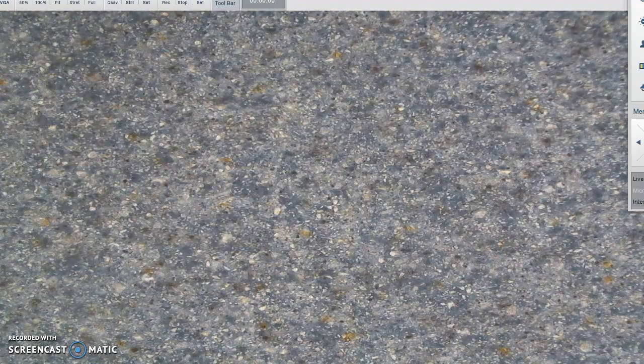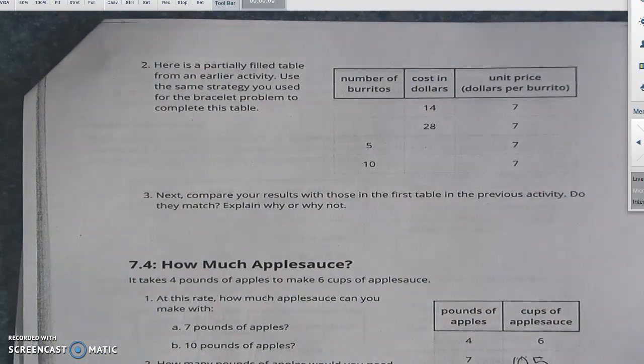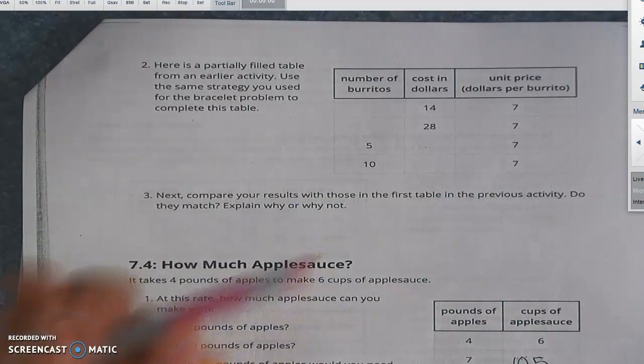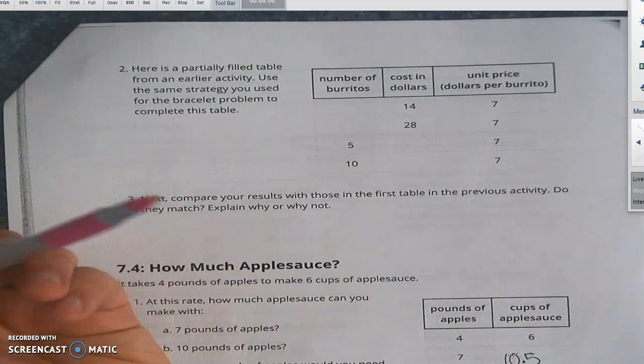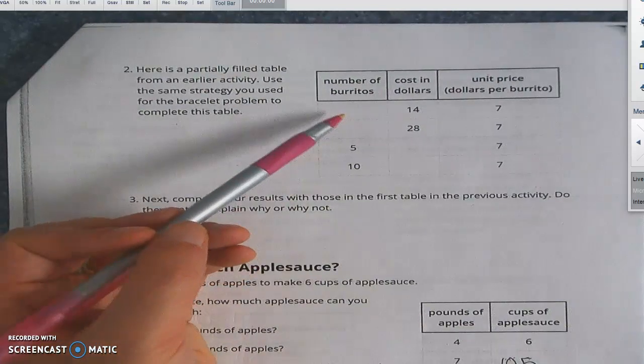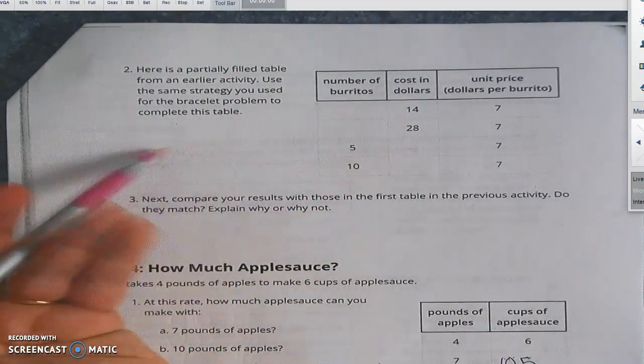Okay, so turn the page. So here is the burritos table again. So I'm going to have you pause me. I know we just did this a minute ago, but I'm going to have you pause me and fill out this table again.